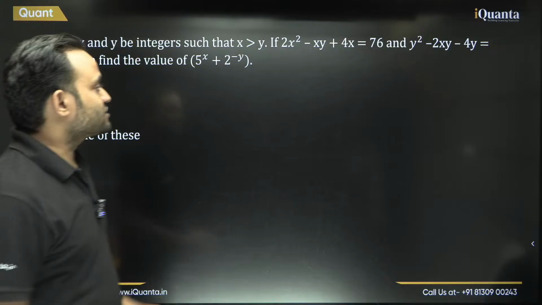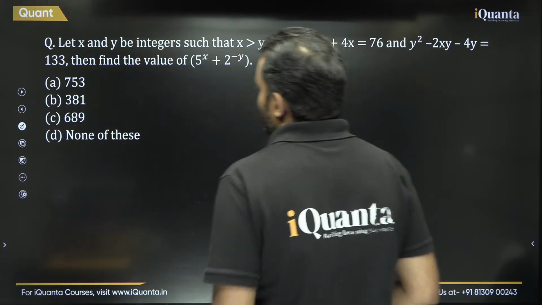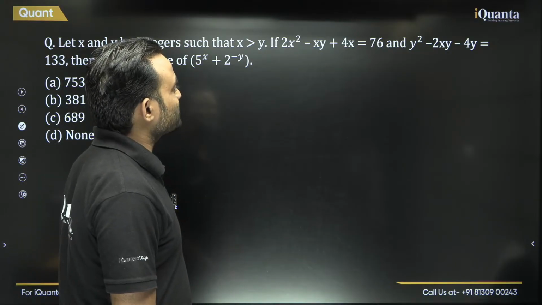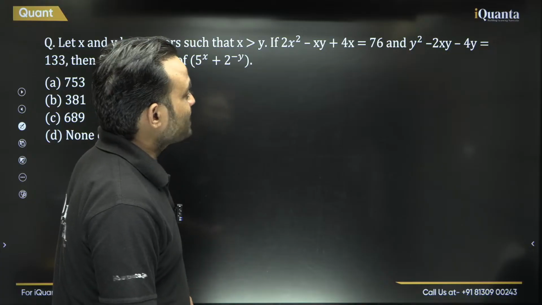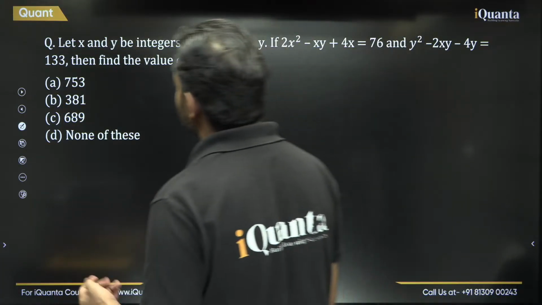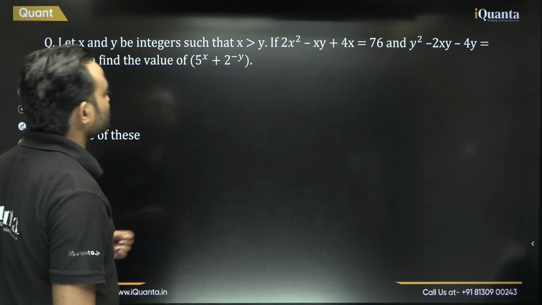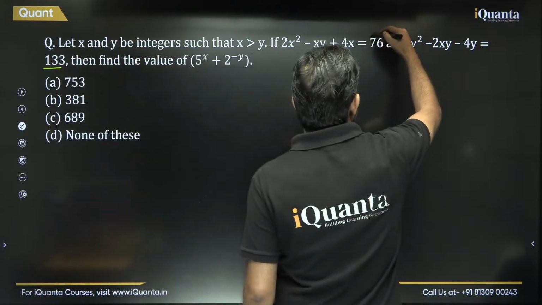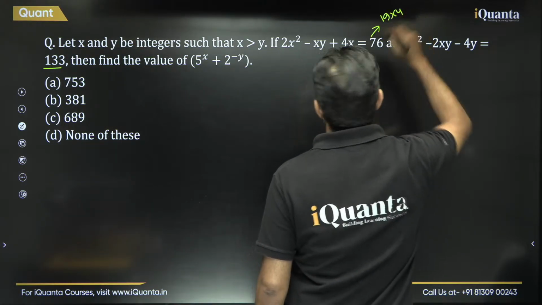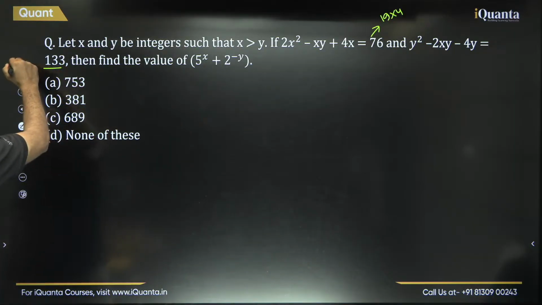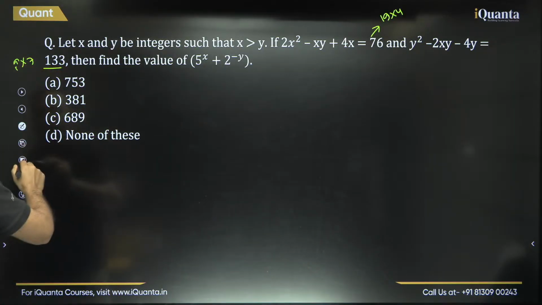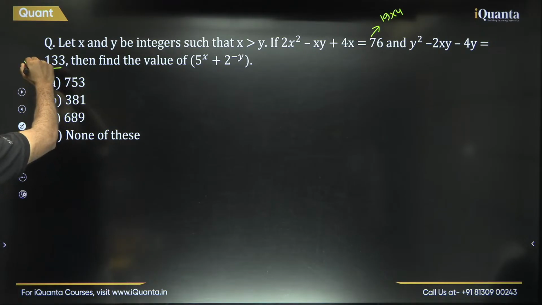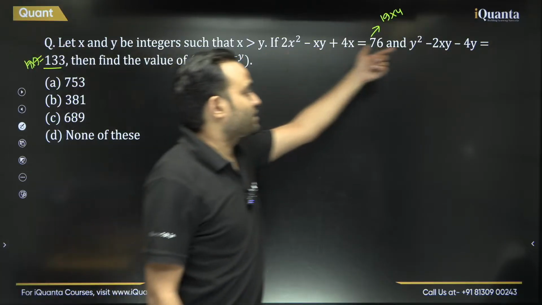Okay, see in this question, if you notice, it says let x and y be integers such that x is greater than y. If 2x square minus xy plus 4x is equal to 76 and y square minus 2xy minus 4y is equal to 133, then find the value of 5 to the power x plus 2 to the power minus y. Now, 76 is nothing but 19 into 4 and 133 is nothing but 19 into 7, right? So there should be some common part between these two expressions as x and y are integers. What is that common part?